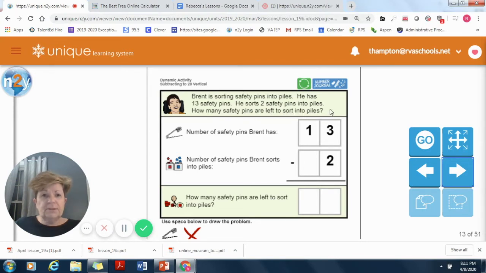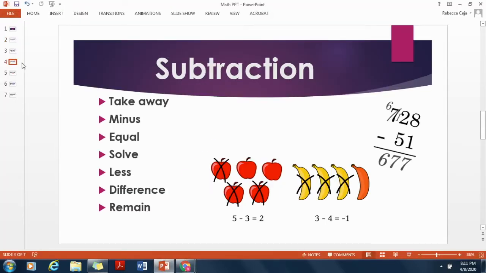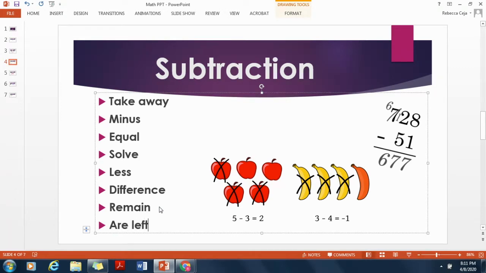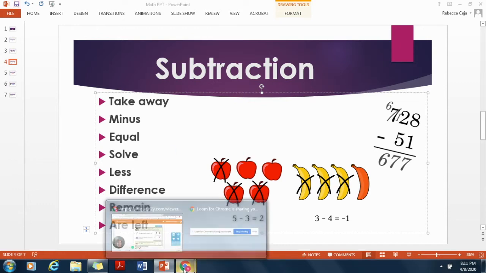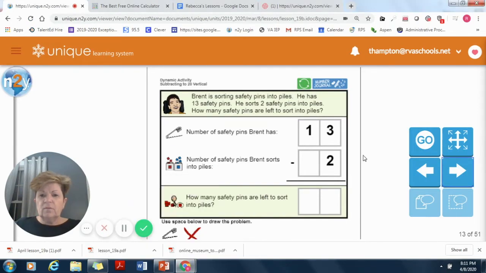How many are left? So remember, that was part of our vocabulary words for our subtraction, right? How many? We took them away. We have minus, equal, solve, less, difference. And let's go ahead and add our left? How many are left? Okay, so we have in our ones column 3 minus 2, and in our tens column we have 1 minus nothing.